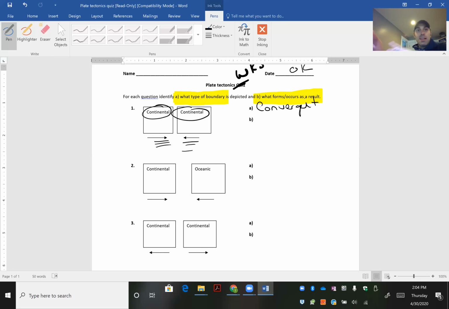I really do. All right, and what would arise from this type of boundary? That would be a mountain range.